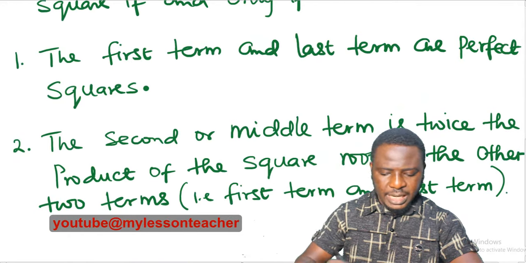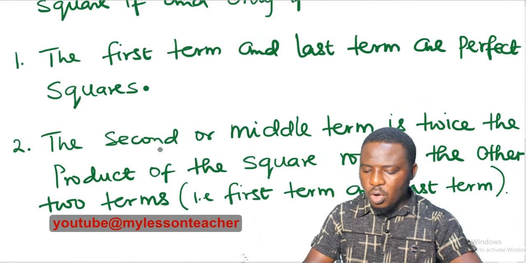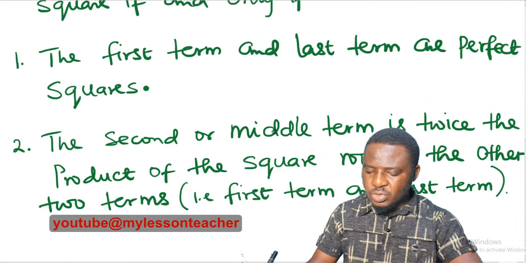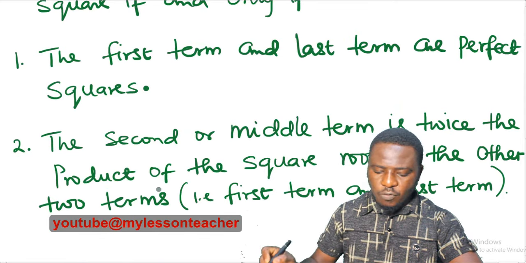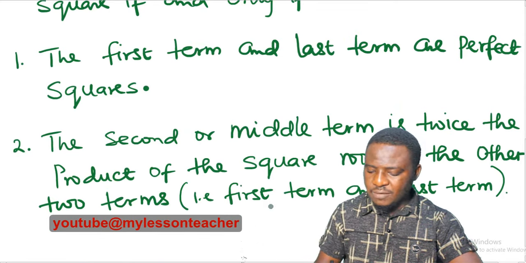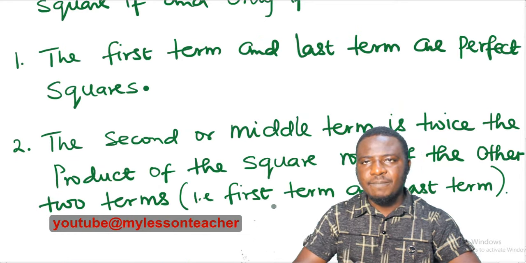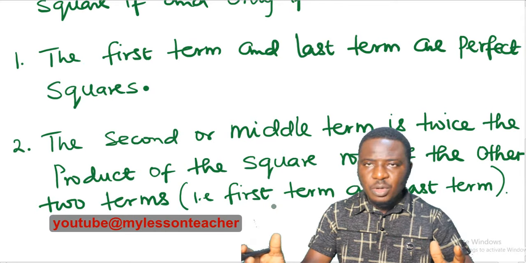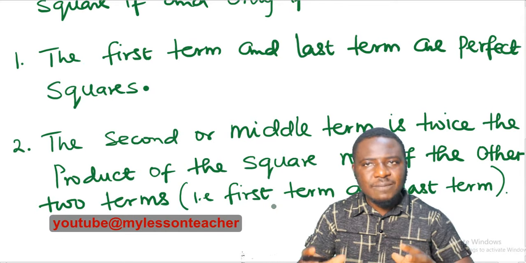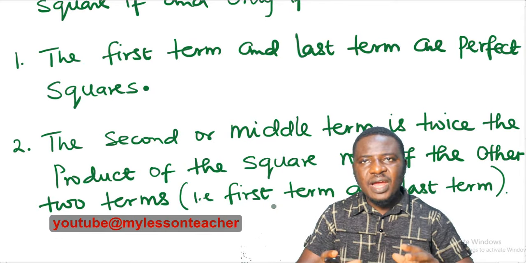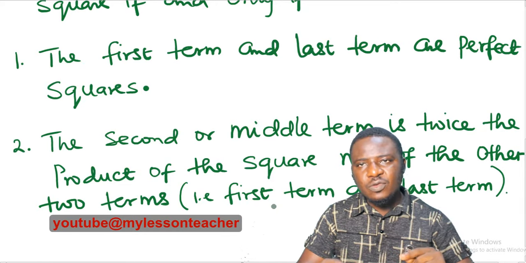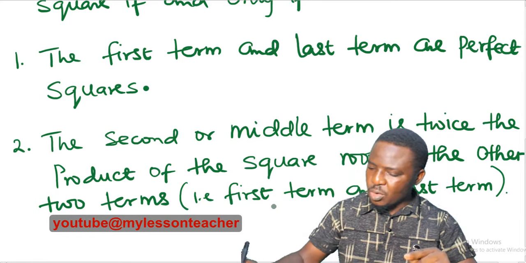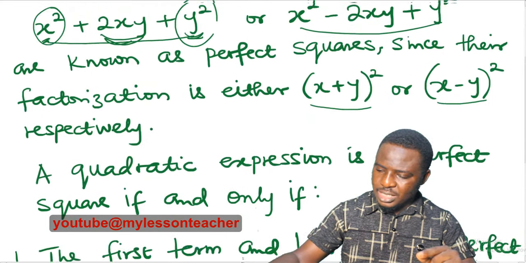2 says the second or middle term is twice the product of the square roots of the other two terms, that is, the first and the last term. That is to say, if you multiply the first term and the last term together and find the square root, multiply it by 2, it must give you the middle term or the second term. And let's look at the example I gave you.